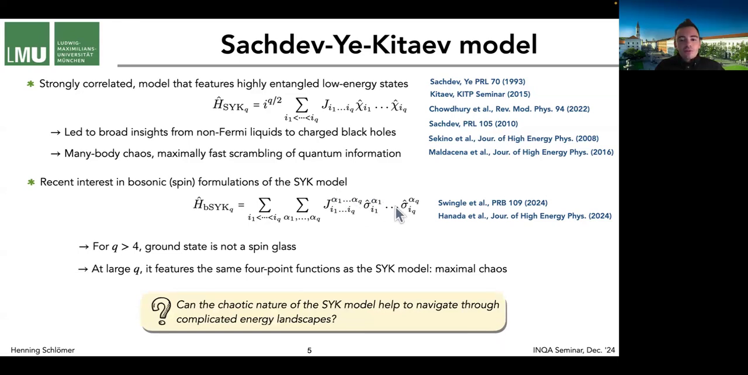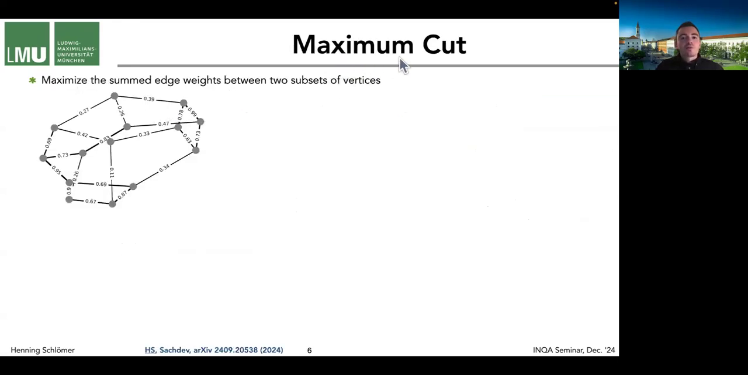But the question that we really want to ask is, if we take this Hamiltonian here, can we use this chaotic nature of the SYK model to help us navigate through complicated optimization landscapes? And so here I will focus on mainly two optimization problems. The first one being the classic, the MaxCut problem.